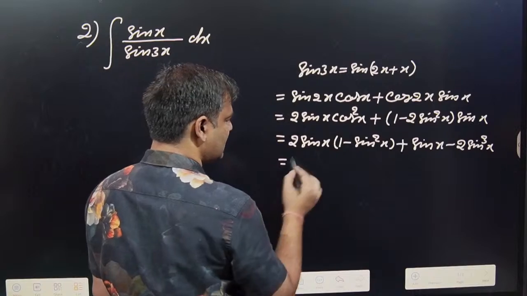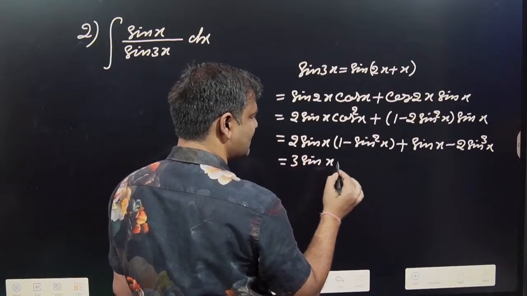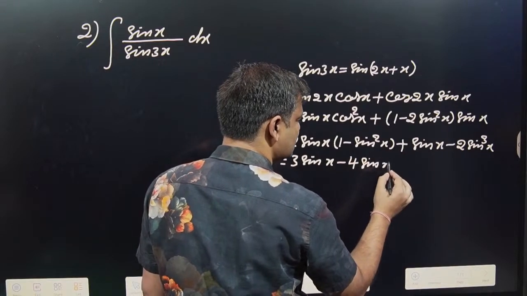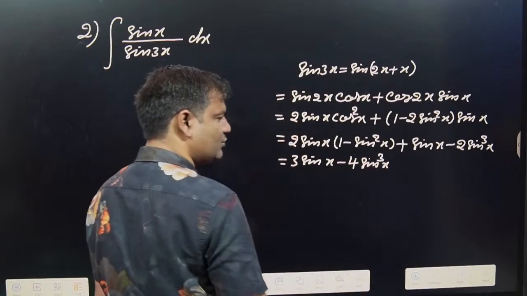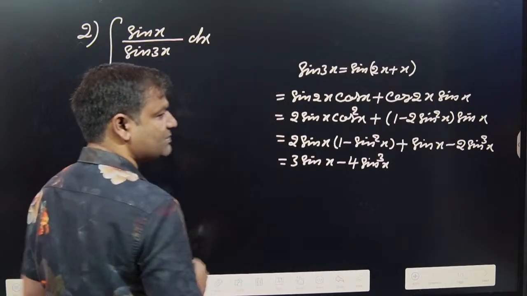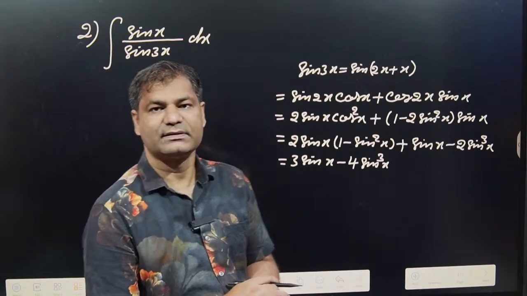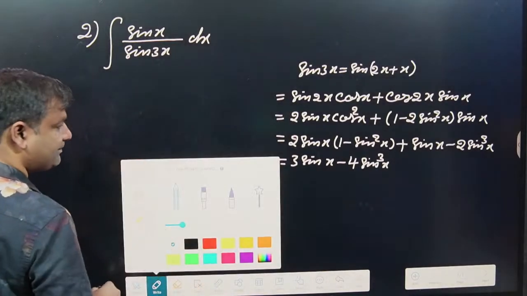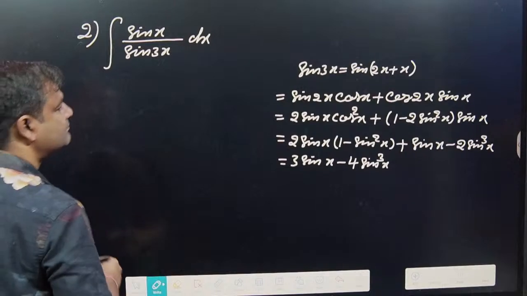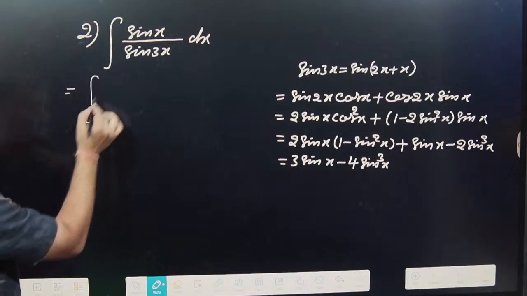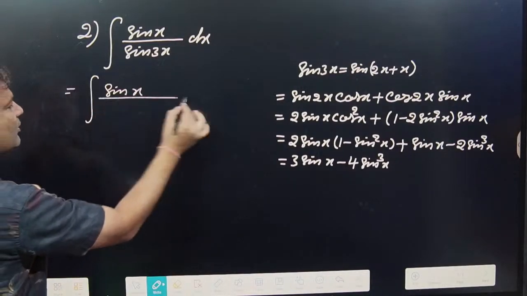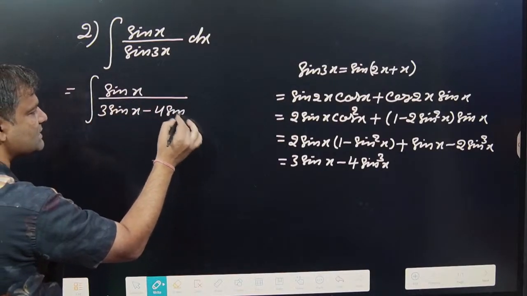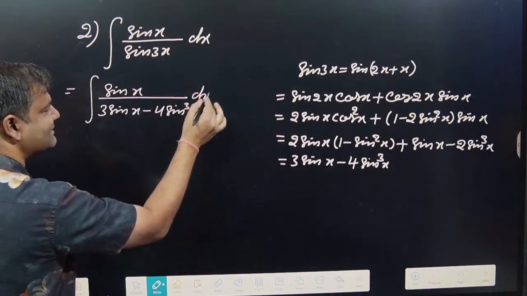After that, that is 3 sin x minus 4 sin cube x. So sin 3x is replaced by 3 sin x minus 4 sin cube x. After that, look here very carefully, that value put here. So we got sin x upon 3 sin x minus 4 sin cube x dx.